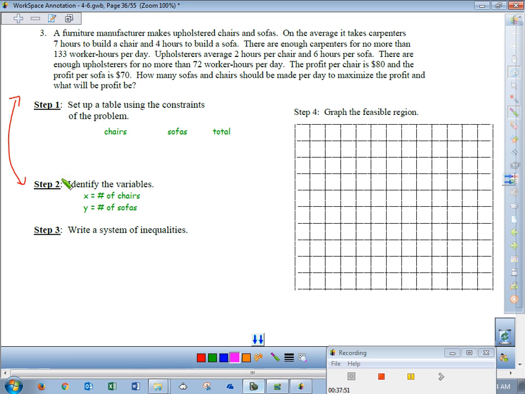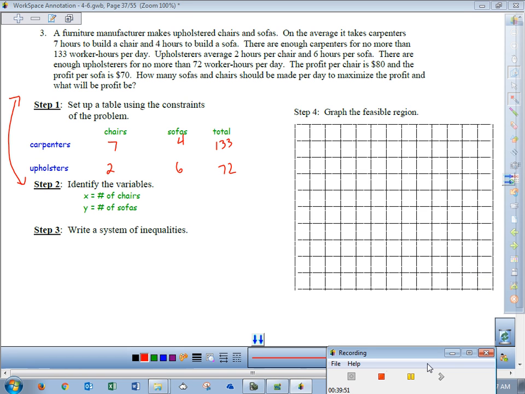The other question is, what should be over here? Well, that's the other ingredients. You got carpenters, and you got yourself upholsterers. So, carpenters and upholsterers. Why don't you pause the video and see if you can get all the numbers in this chart correct for me. So the total hours for a carpenter is 133, right? It took them 7 hours to build a chair and 4 hours for a sofa. And down here, those numbers accordingly.